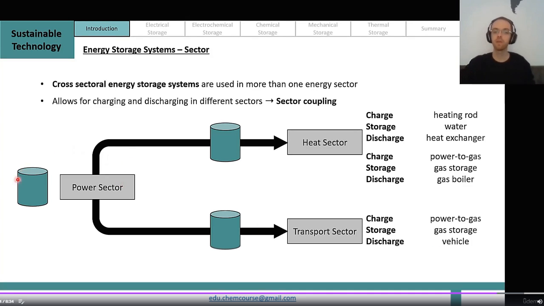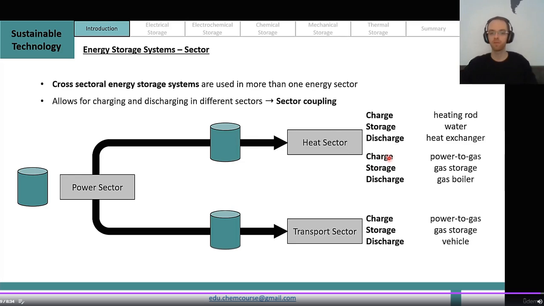Let's take the example that we have an excess of energy in our power sector, and we want to store this somehow. What we could do, instead of just converting it to some X and then getting power back, is we can use this electrical energy here to power a heating rod. For example, in an electric kettle. So you can store your energy in water and then get your energy back as heat energy for the heat sector.